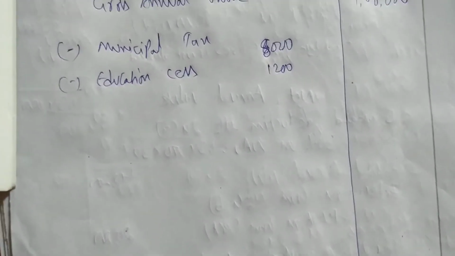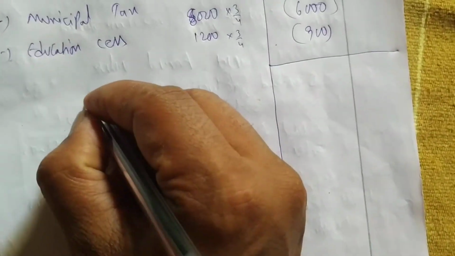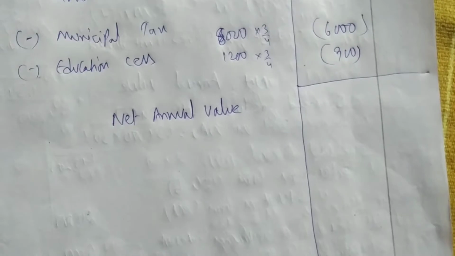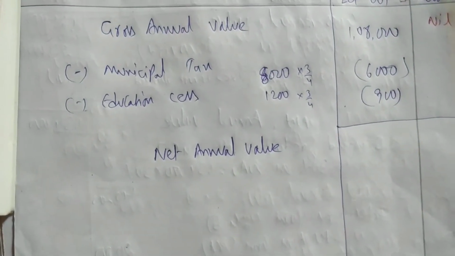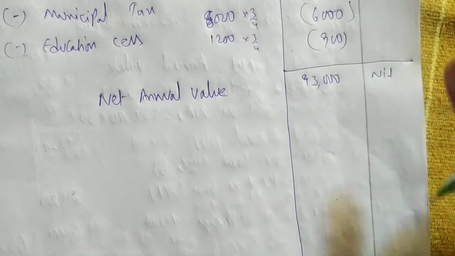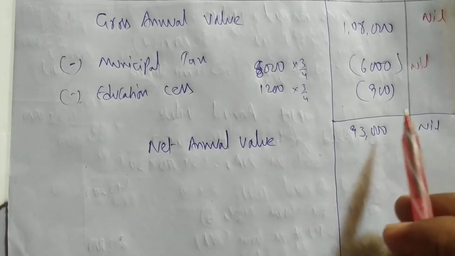How much is municipal taxes? 8,000. Sorry, 8,000. So 8,000 into 3 divided by 4, we are getting municipal taxes as 6,000. Here also you do 3 by 4. 1200 into 3 divided by 4, we are getting 900. So we are getting net annual value. 1,08,000 minus 6,000 minus 900, we are getting 1,01,100 as NAV, and here there will be no NAV. As we know, in self-occupied property there will be no GAV, no municipal taxes, no NAV.